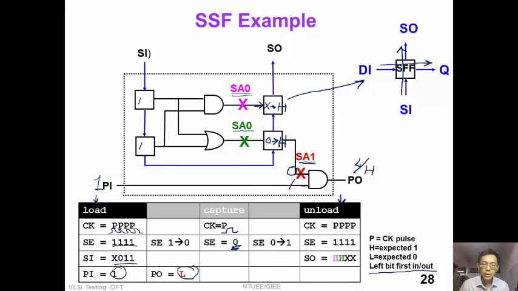Eventually, we pulse 4 clocks to unload the scan chain. Again, scan-enable is held at constant 1. For the first scan output, we would expect a logic 1. If we observe a logic 0, then this pink stuck-at-0 is detected. This is the same as the second bit. If we observe a logic 0, then the green stuck-at-0 is detected.